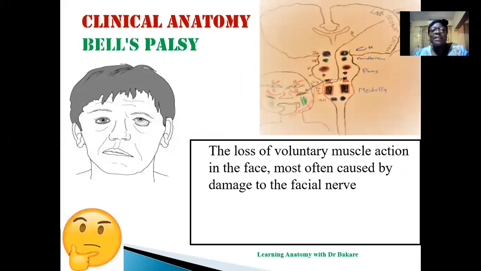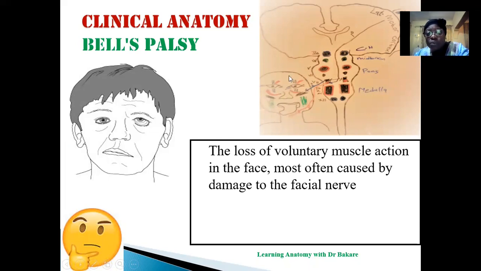So, clinical anatomy. The first clinical anatomy I would like to talk about is Bell's palsy. This is when there is loss of muscle action in the face, and this is caused by damage to the facial nerve. We described this when we illustrated the facial motor pathway. We said that if there's a lesion around this point, there's going to be loss of motor action in the contralateral lower side. And you see that the patient is able to move the muscles of the upper part, but in the lower part, muscular action will be lost.